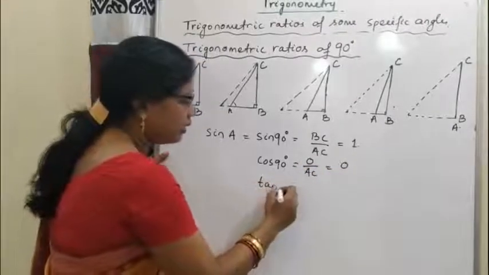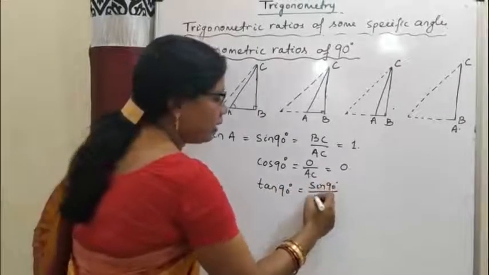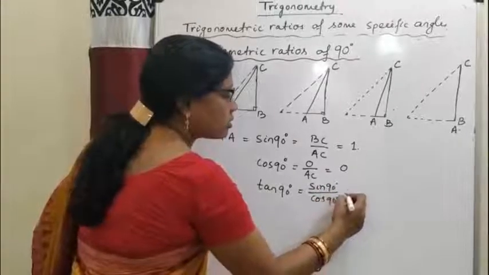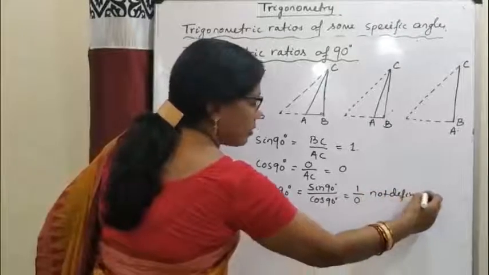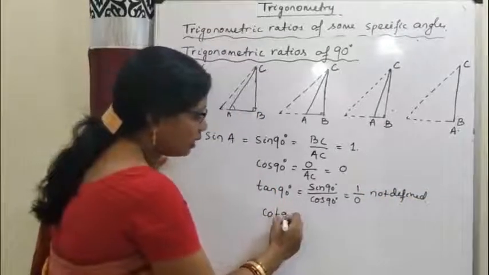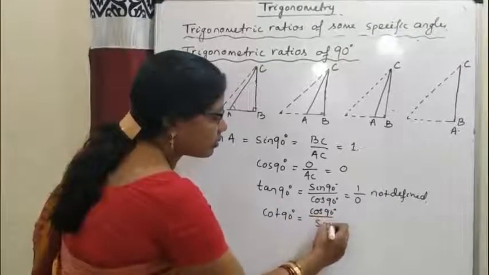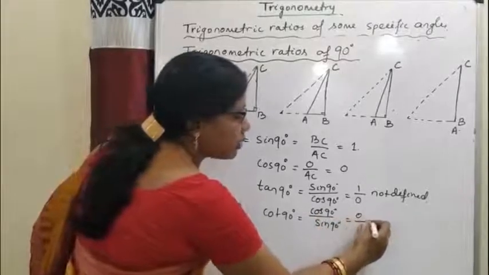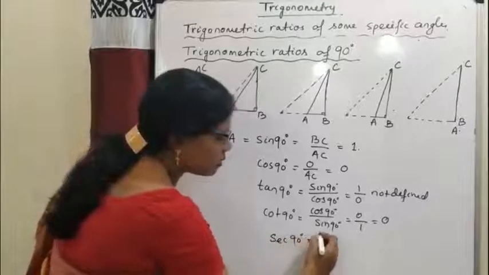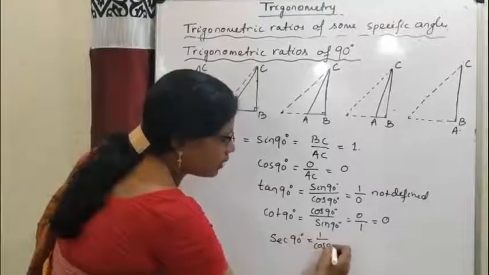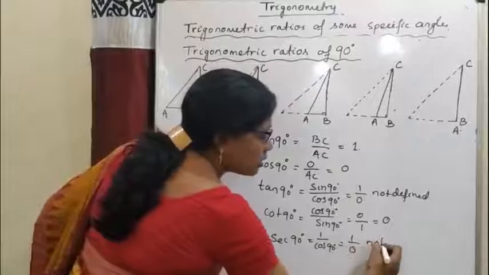Then tan 90 is equal to sin 90 by cos 90. So this is equal to 1 by 0. This is not defined. And cot 90 is equal to cos 90 by sin 90. So this is equal to 0 by 1. This is 0. Then sec 90 is equal to 1 by cos 90. What is cos 90? 0. So 1 by 0. This is not defined.